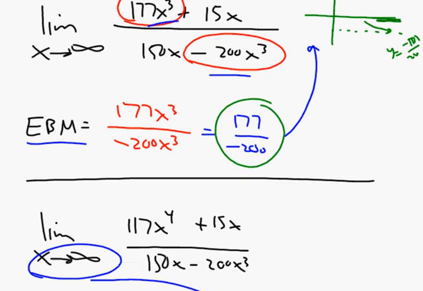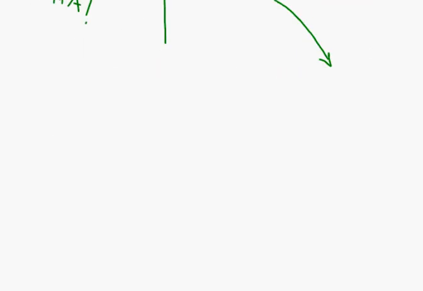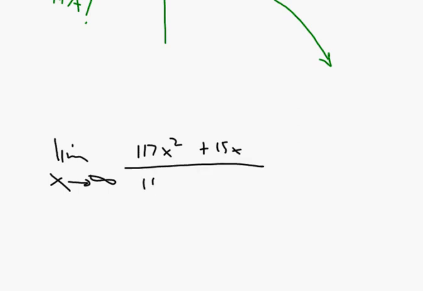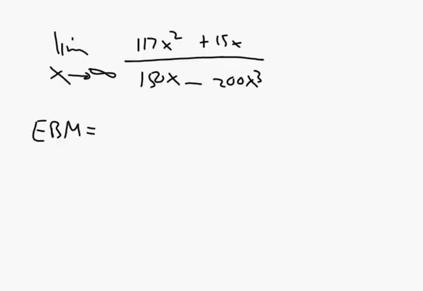Okay, let's consider one last tweak of this limit. Let's take the limit as x goes to infinity of 117x squared plus 15x over 150x minus 200x cubed. So if we do an EBM in this case, look what we get. We get 117x squared over negative 200x cubed. And when we reduce it, we get 117 over negative 200x.